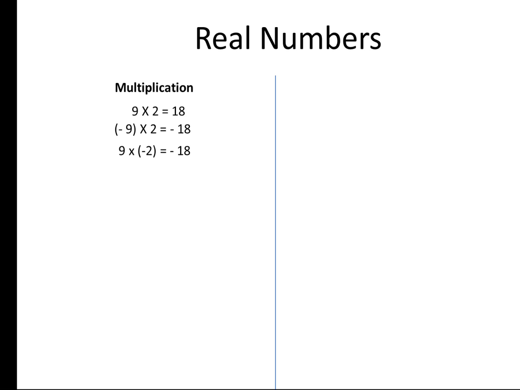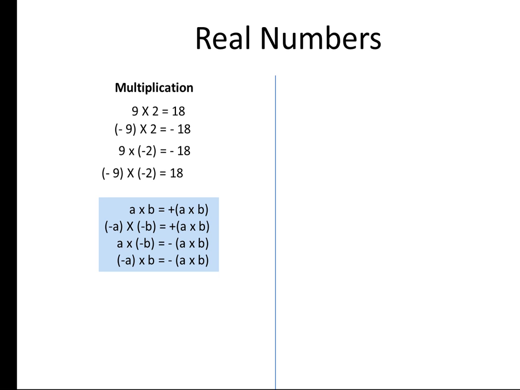Similarly, 9 times minus 2 is also equal to minus 18, because 9 is positive and minus 2 is negative. A positive number multiplied by a negative number will give you a negative result. Minus 9 times minus 2 is equal to plus 18, because a negative number multiplied by a negative number will give you a positive result.